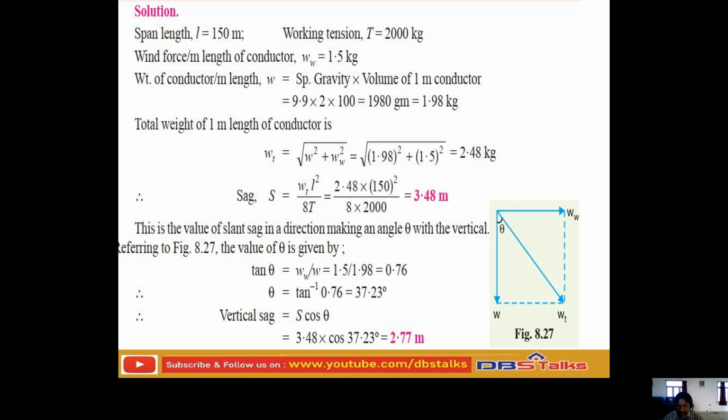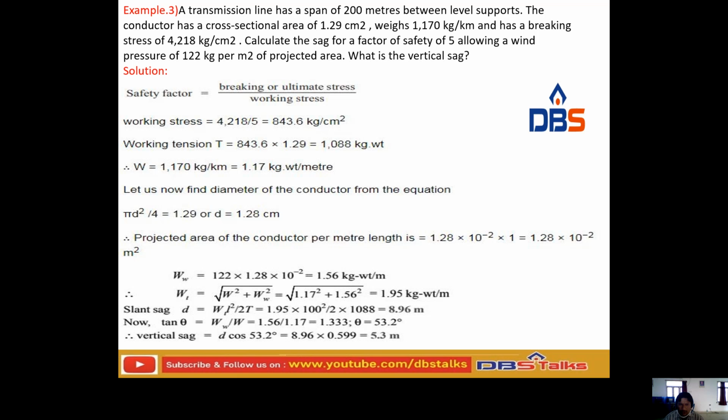Now we go for the vertical sag, S cos theta. S is nothing but the sag, 3.48 multiplied by cos 37.23, is equal to 2.77 meters. Now let us go for another problem.